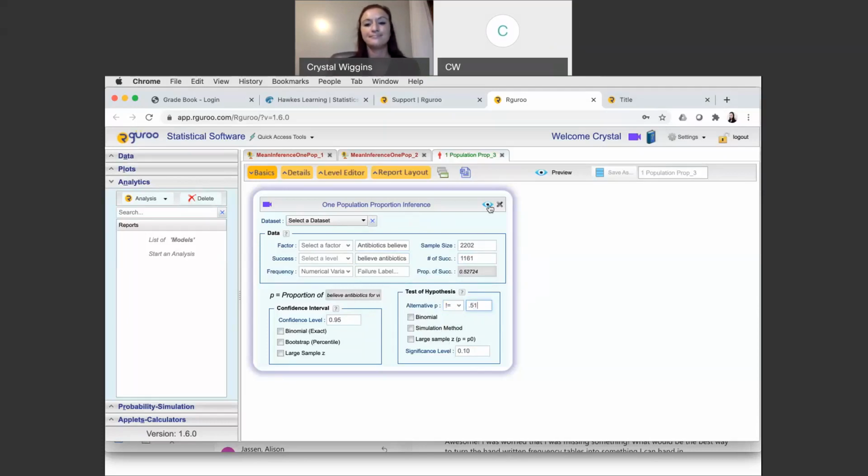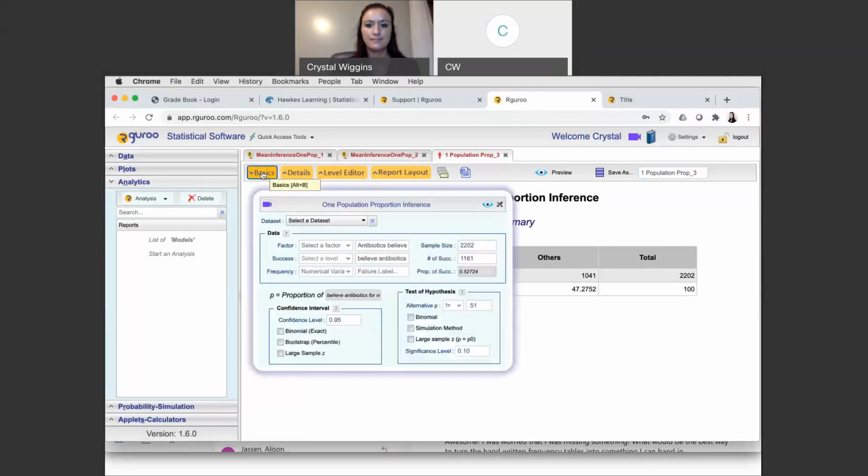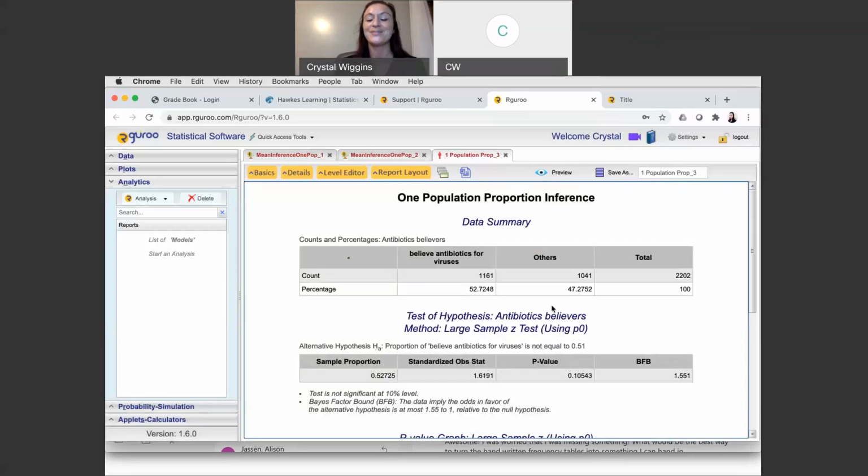Let's hit our eyeball. So, what happened here? Let me go back to basics. Oh, I forgot to click Z statistic. Whoops. I was like, why didn't the hypothesis run? Notice that the probability of success, or the sample proportion p hat, was automatically calculated, which is what we estimated, 0.53. I just needed to click that. Now we're ready. Let's hit the eyeball. Ah, there we go. That's what I was missing.